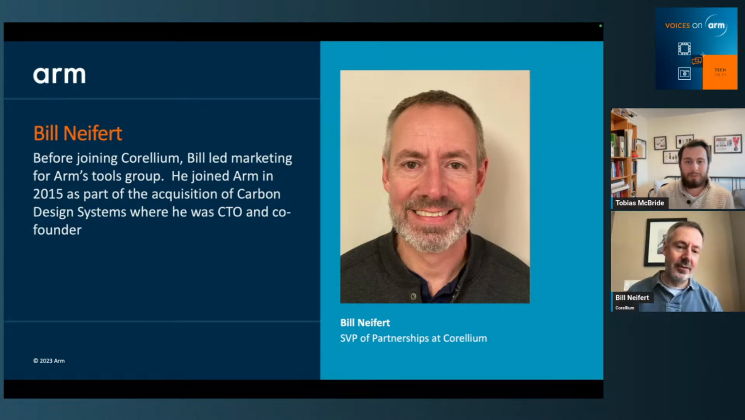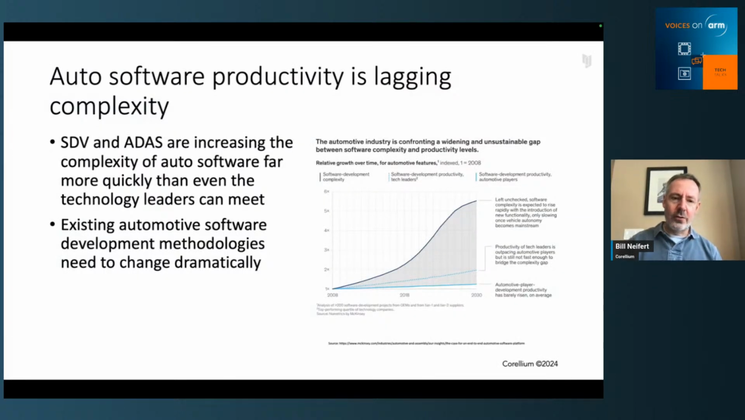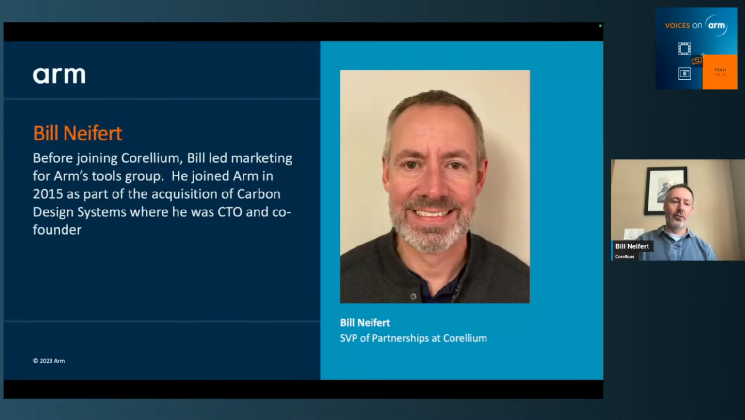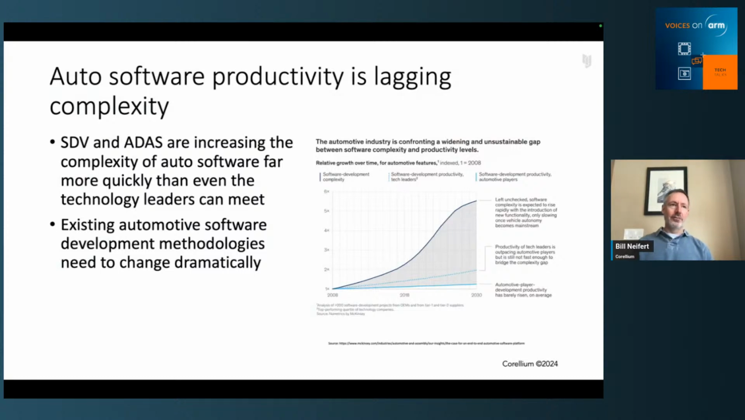Thanks so much, Tobias. It's great to be here, and thanks to ARM for inviting me. I want to talk today about auto software. Auto software, of course, is hugely growing in complexity, and it seems to be outpacing the ability of other technologies to keep up with it. There is a productivity gap between the software that's required for the latest and greatest things that want to be done for software-defined vehicles and ADAS, and just how it can be handled in today's technology.